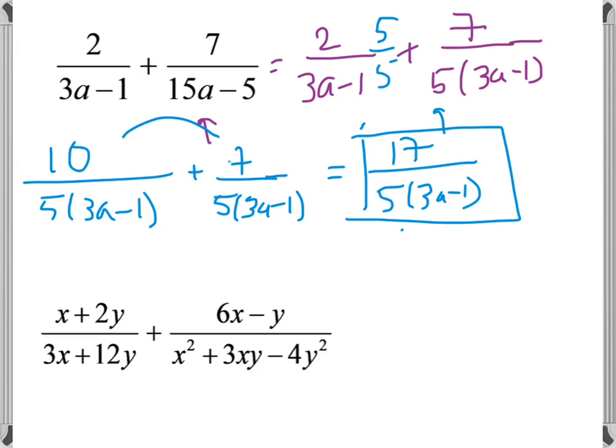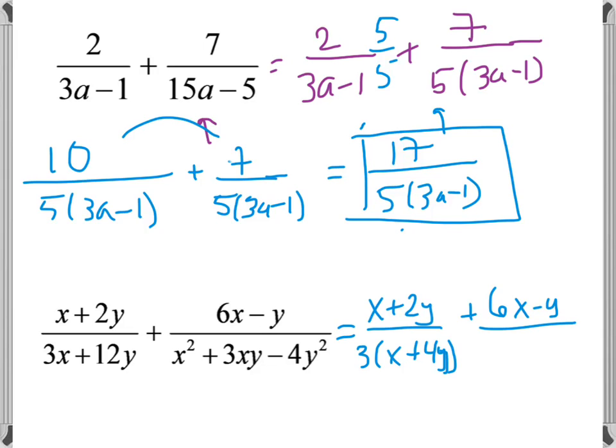That's finished. Okay. This last one, the first thing I want to do is factor them. The top doesn't factor here. There's no GCF there. The bottom I can factor a 3 out, so I have x plus 4y. Now the top of the next one doesn't factor anyway, and the bottom, let's just see how this factors.